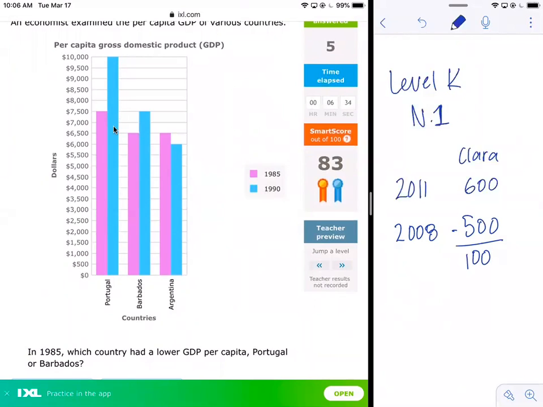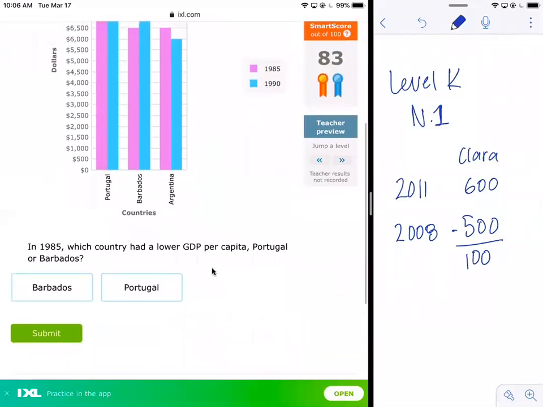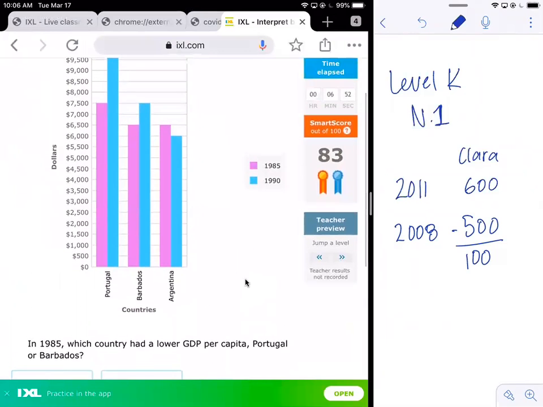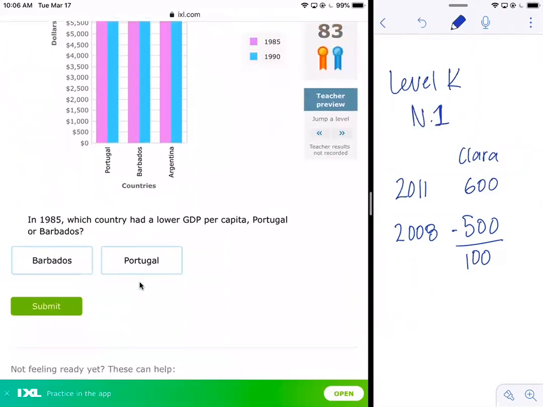So it looks like this one did better over time, and this one did better over time, but this one actually got worse over time. So Portugal increased, Barbados increased, Argentina went down. So it says in 1985, which country had a lower GDP per capita, Portugal or Barbados? So 1985, I'm looking for the purple one, right? And I'm looking for the lower one between Portugal and Barbados. So this one is at 7,500. This one's at 6,500. So the lower one is Barbados. So I'm going to Barbados.